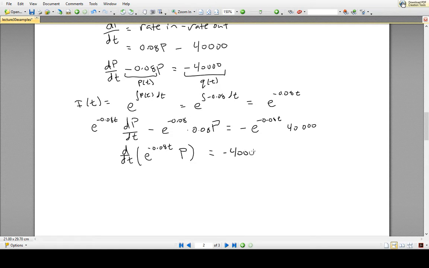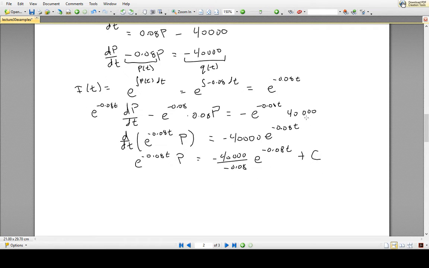I'll just rearrange it a little bit: negative 40,000 e to the negative 0.08t. Now, to get rid of this derivative on the left-hand side, I'm going to integrate both sides with respect to t. Doing the anti-differentiation, on the left-hand side I get e to the negative 0.08t times P. And on the right-hand side, I get negative 40,000 divided by negative 0.08 times e to the negative 0.08t. There will be a constant on each side, but I'm just going to combine the constants on the right-hand side into one big constant, plus C.